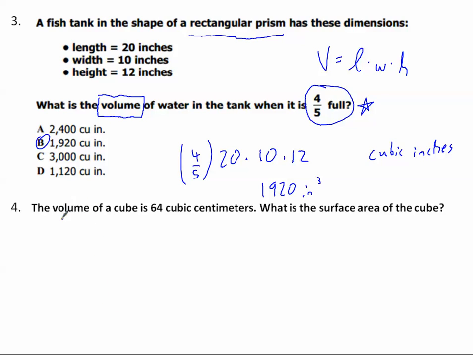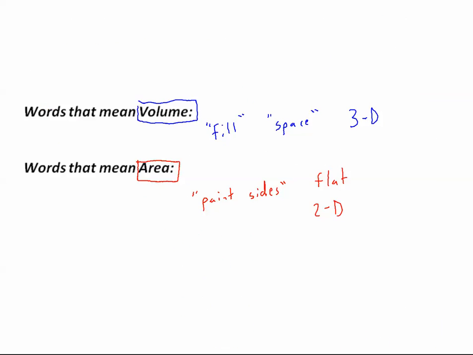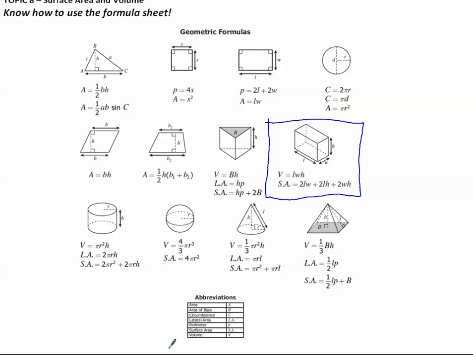Here, we have the volume of a cube being 64 cubic centimeters. We are given the volume. It asks, what is the surface area? So let's go back. We don't have a cube on here, but a cube is just a very specific rectangular prism. If you've never seen a cube or heard of a cube, it's a rectangular prism with squares on all of the sides.